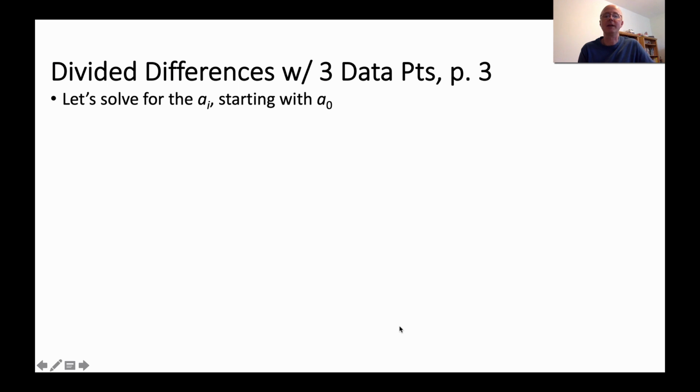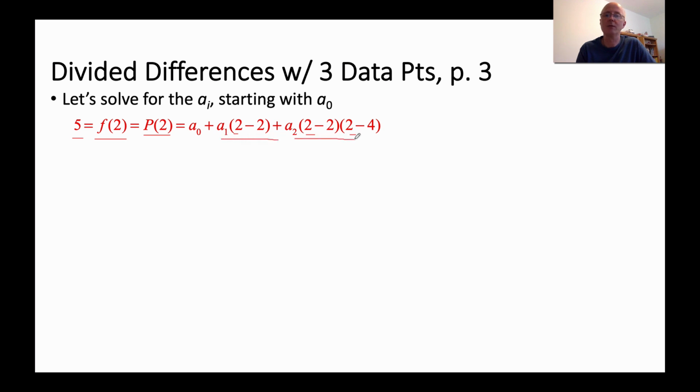Okay, let's go ahead and solve for the ai's. Starting with a0, just like I mentioned a minute ago. Go ahead and plug in the first node x0. Here, here, and here. That gives you p of 2, which we want to equal f of 2, which is 5. These two terms become zeros, so a0 must equal 5. a0 must equal y0, which is f of x0. It is the function value at the first node.